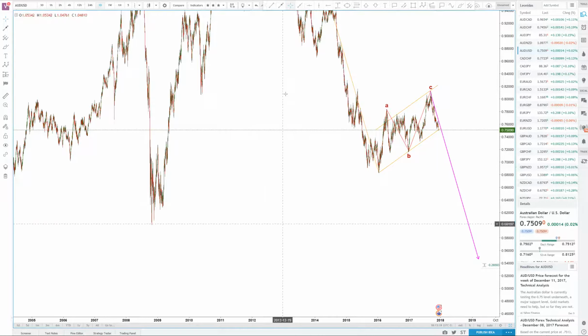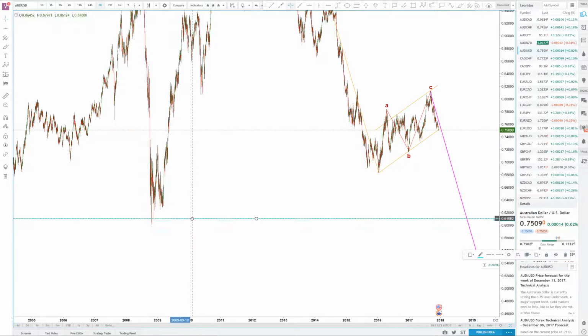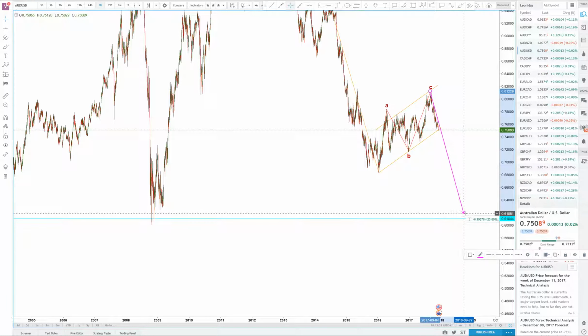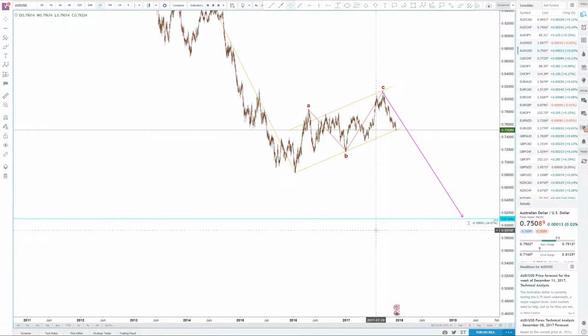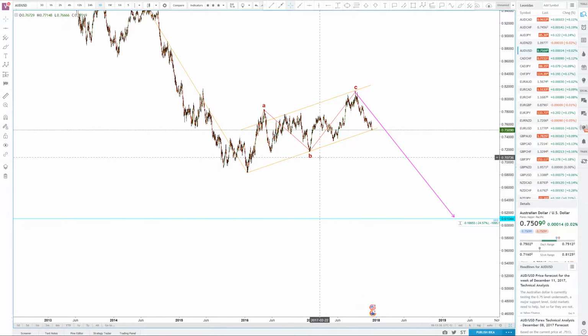But you have some support here. You got this support here, right? So the first probable target is probably going to be this, but we need to see AU break this corrective structure first, right? And then move lower.